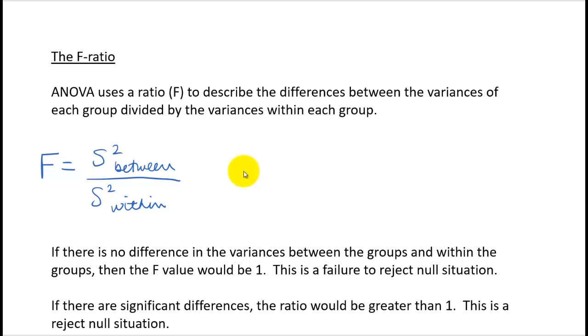If there are significant differences, what that usually means is that we have means that are spread out from one another, meaning that we have between variance. Okay, the variance between the groups is great, meaning that the means are spread out from one another. And generally, the within groups variance still remains about the same. Generally, that doesn't change a whole lot. That means that we're going to have a big number on top, a little number on the bottom, and divide it. That gives us a number that's going to be much larger than 1.